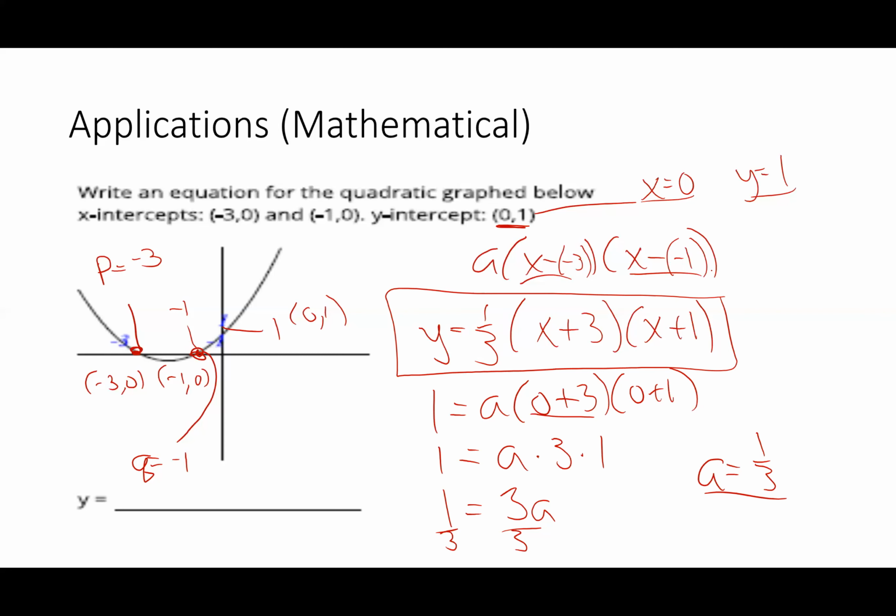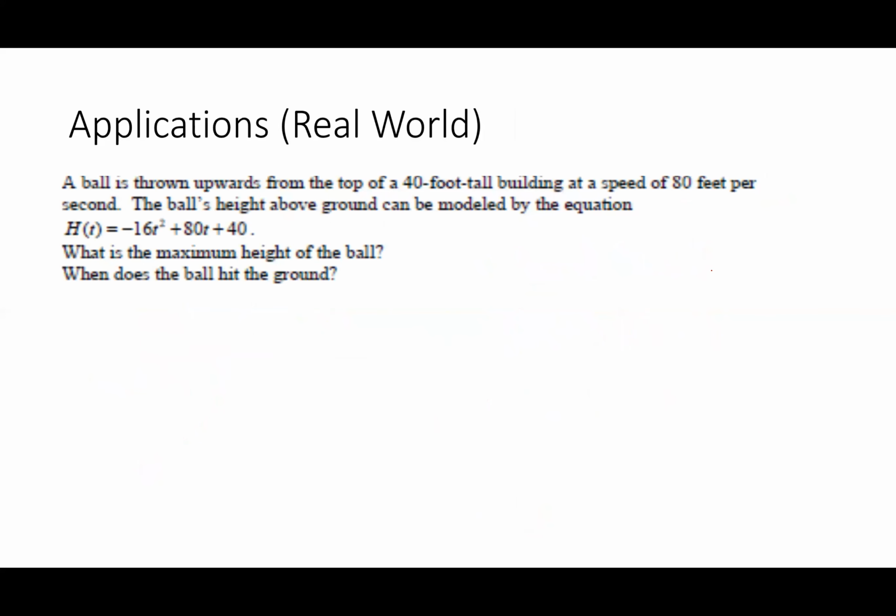Okay. Now let's do a real-world application. So I've got a ball. It's going to be thrown upwards from the top of a 40-foot tall building at a speed of 80 feet per second. The ball's height above the ground is modeled by this particular equation. Okay. I want to know the maximum height of the ball.